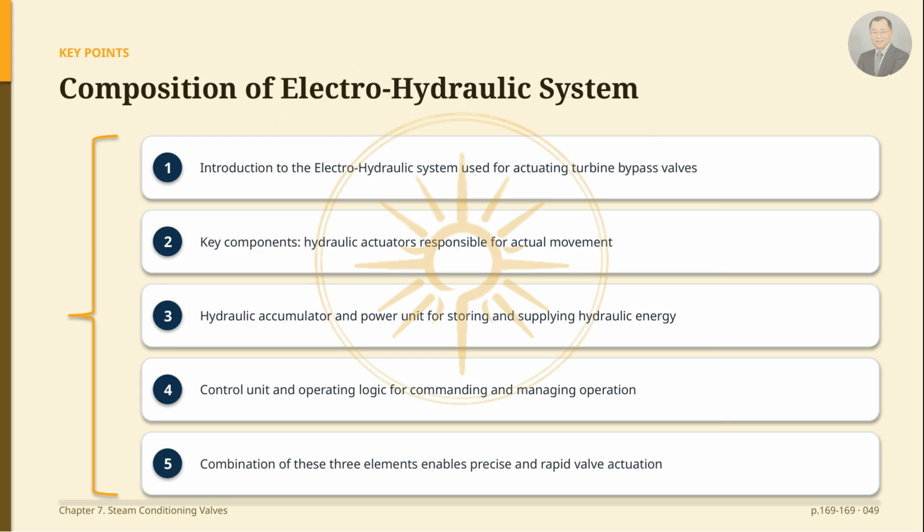Next, I'd like to introduce the electrohydraulic system, which is responsible for actuating the valves. This system actually moves the valves, and its primary elements can be divided into three main categories. First are the hydraulic actuators that perform the actual actuation. Second are the hydraulic accumulators and power units that store and supply hydraulic energy. Third are the control unit and operating logic that command and manage the system's operation. These three elements work together to actuate the valves precisely and rapidly.